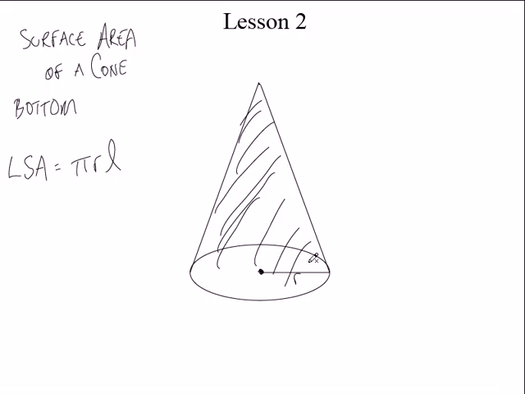Okay, what is the L, though? I guess they kind of use L for length, but they call it the slant height. Okay, L is the slant height. So L is from here to here.